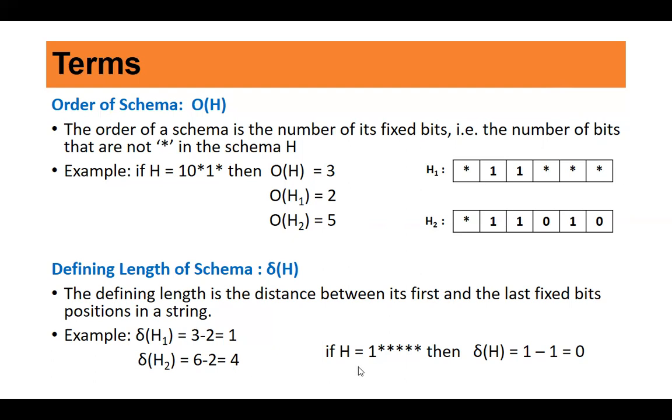Suppose you have an H schema with the template 1 followed by all stars. At that time what will happen? The first and the last fixed bits are the same position, that is 1. So you'll have 1 minus 1, which is nothing but 0. So the defining length of schema H will be 0. That is, delta H is 0. So these are the two important terms we'll be using throughout our lecture.